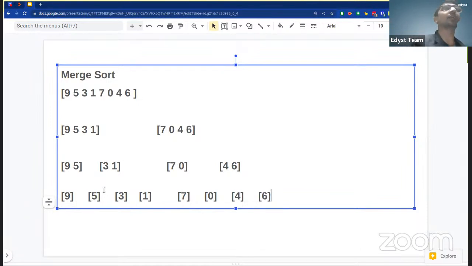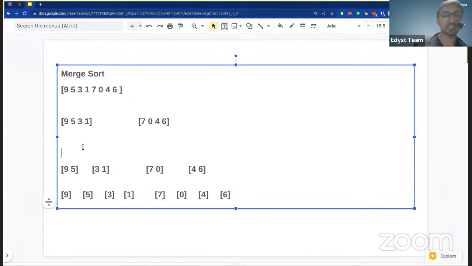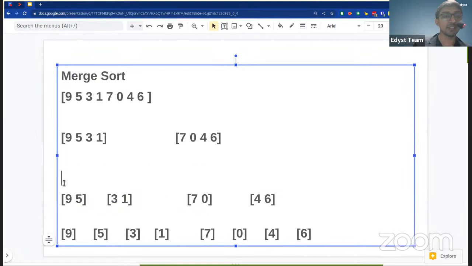Now, can I divide 9 into two halves? No, right? And why? I don't need to divide. 9 is already sorted, right? So now 9 is sorted, 5 is sorted. Both are sorted, everybody? Can I combine two sorted lists, everyone? Yes. When I combine them, what do I get? 5, 9. So the answer of sorting this 9, 5 becomes 5, 9.